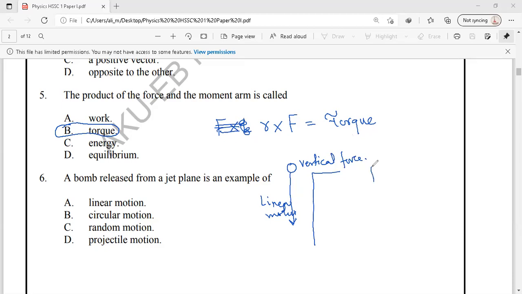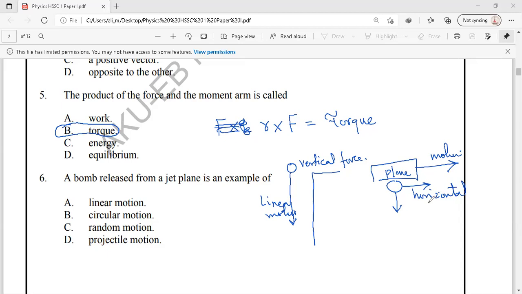So let's say if this is a jet plane and it is moving in the forward direction, this is the direction of motion. If this ball is dropped from the moving jet plane, one motion is similar to this type of motion, that is the free fall motion, and the other one, that is the forward direction of this plane, gives a forward horizontal velocity to that dropping object.